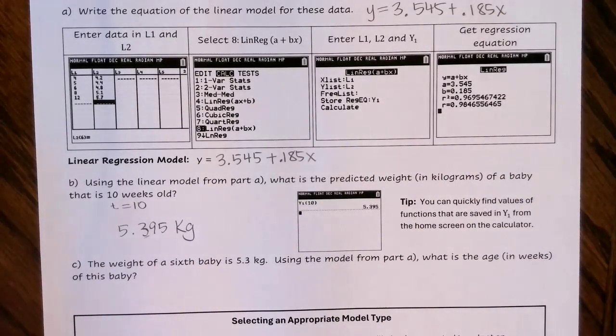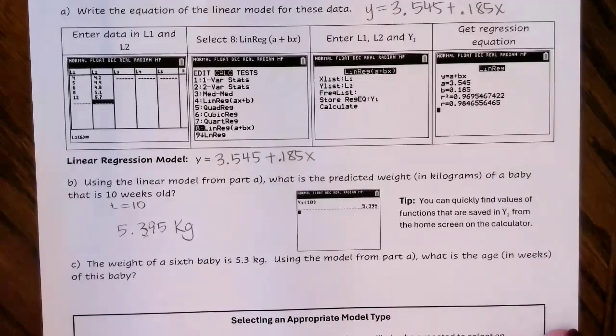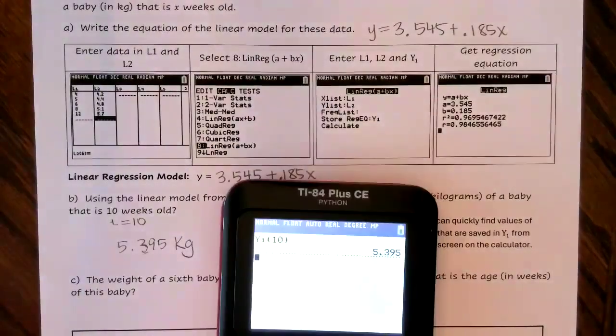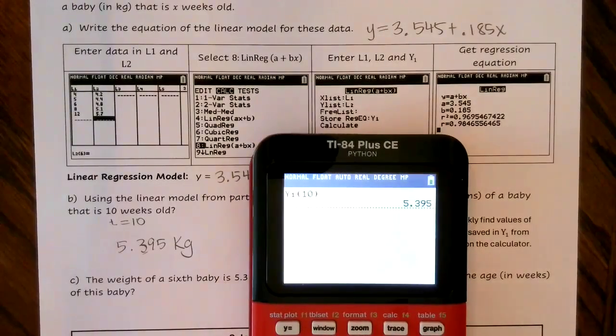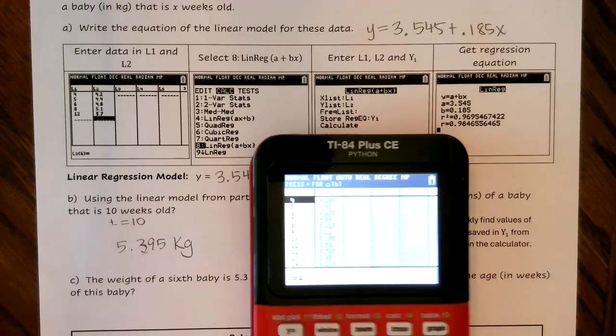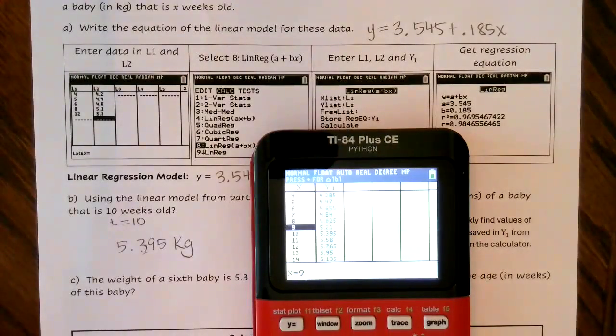Now it says the weight of a baby is 5.3 kilograms. Using the model from part A, what is the age in weeks of this baby? And so this is working backwards. You do have a couple of ways that you can do this. Since we stored our equation in Y1, I can hit second graph, and I can go to my table here, and I can look at my data points, and I can try and find that 5.3. That's pretty close right there at the 5.395, but it's not exact.